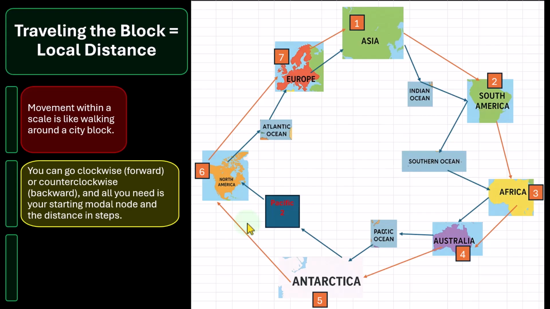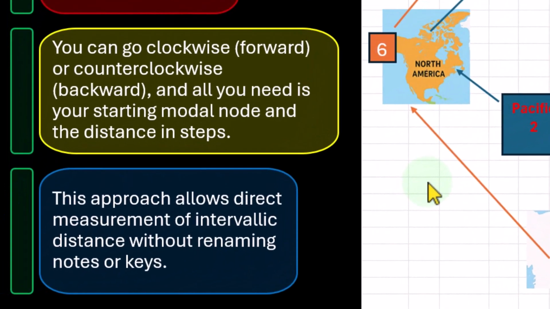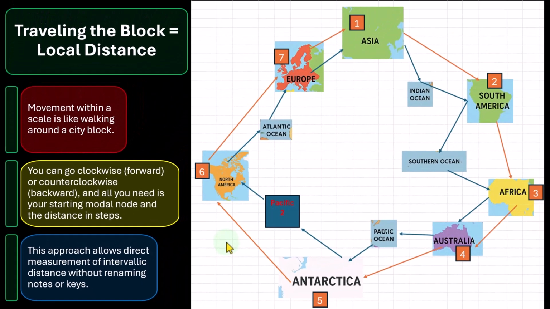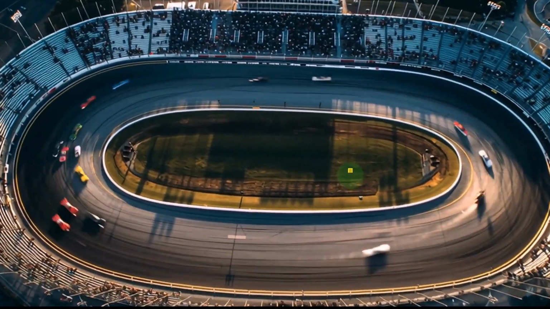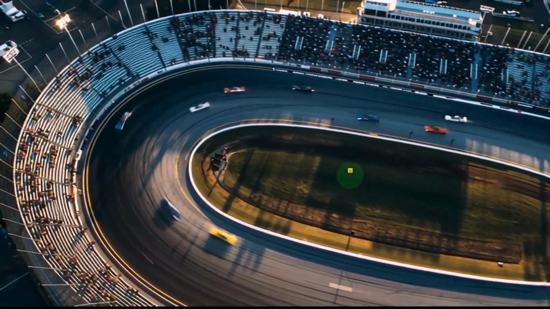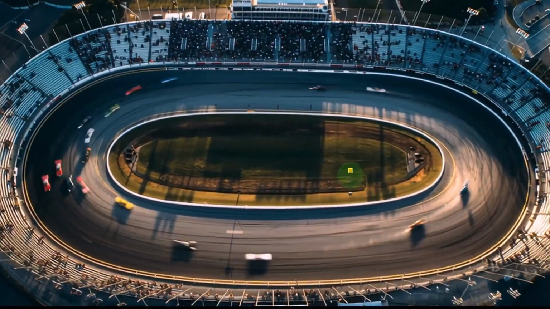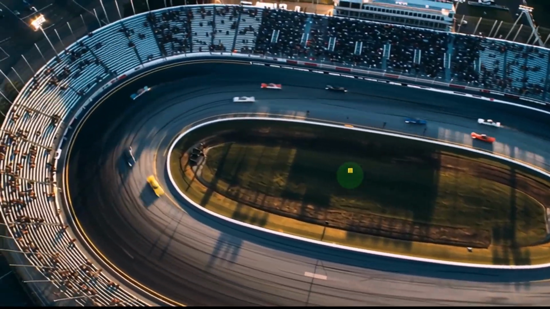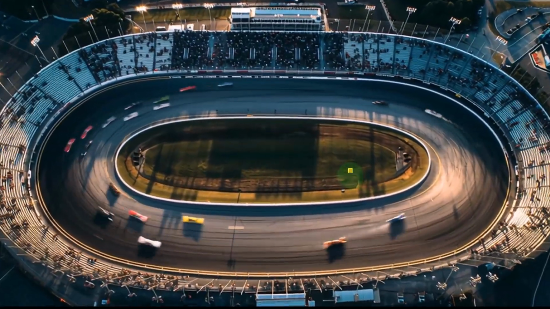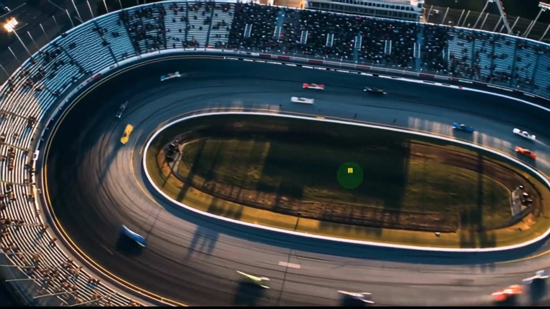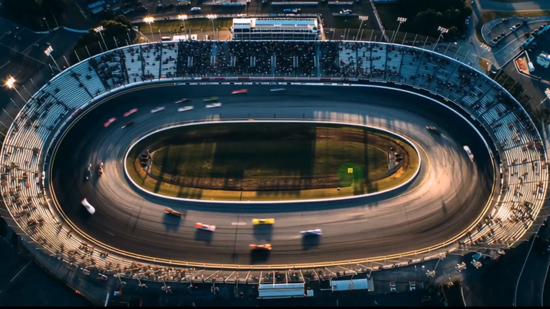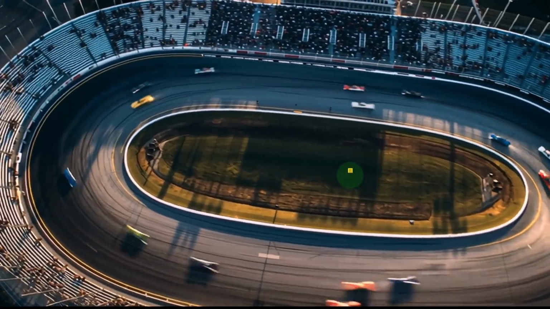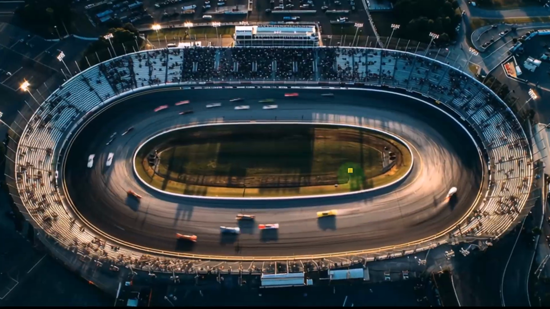You should just go forwards or backwards. And all you need is your starting modal node and the distance in steps. So this approach allows direct measurement of interval distance without renaming notes or keys. So once we know what key we're in, then from a pitch perspective, as we go through the 7 notes, we're just going around in a circle. That's why the Nashville number system has permanent numbers. They're trying to say, why am I renaming the system relative to scale degrees as I play in different modes when they're all the same locations?